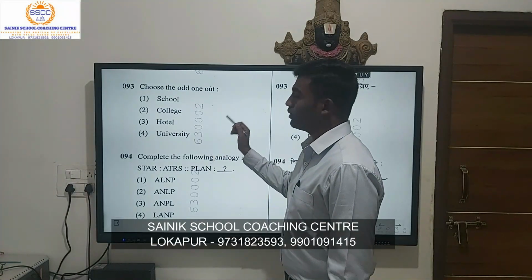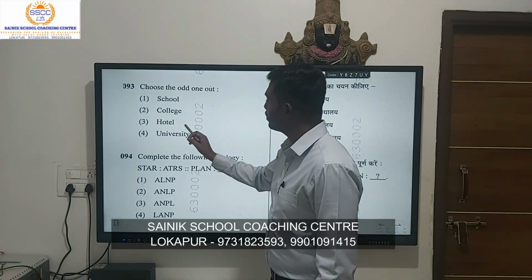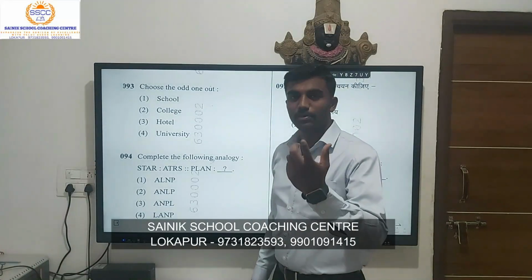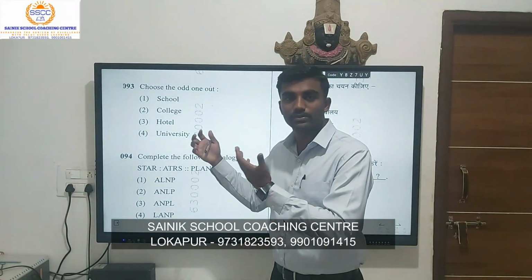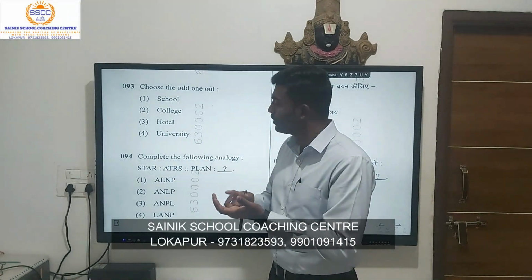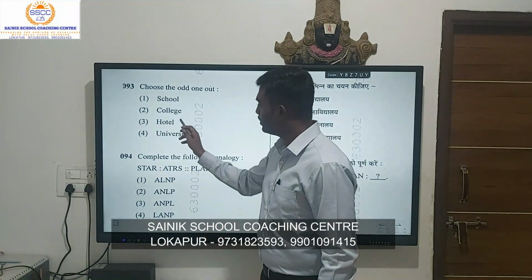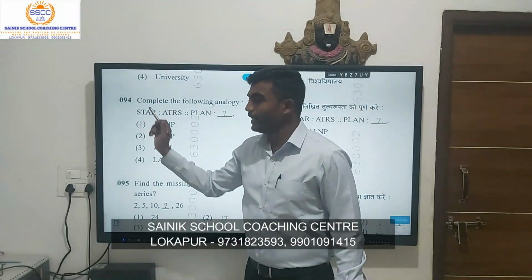Choose the odd one. Again we have a question on odd one out, that is school, college, hotel and university. In some way or other, school, college and university are related. All of these are sources of education. This is the place where we go to get an education: school, college and university. Hotel, you all go to fill our stomachs and come back happily. That's it.